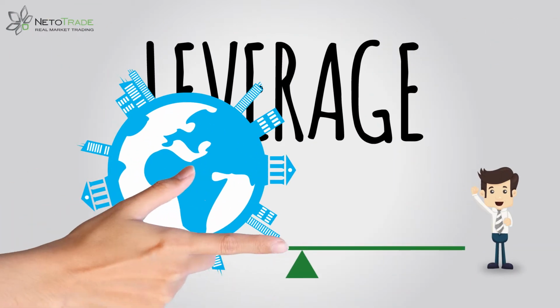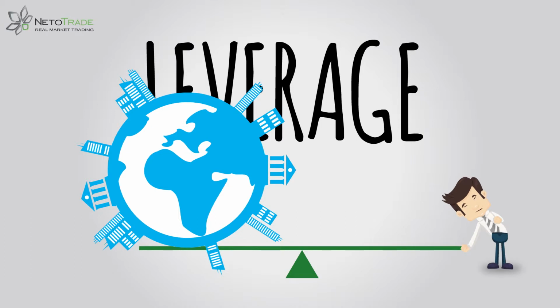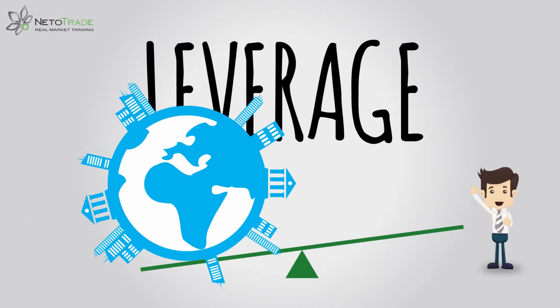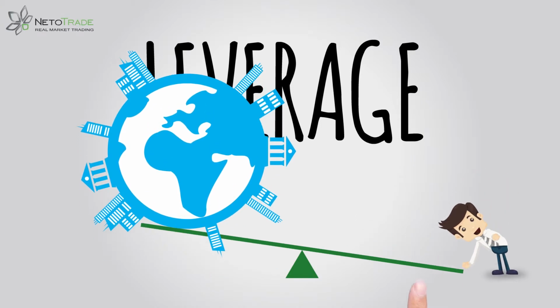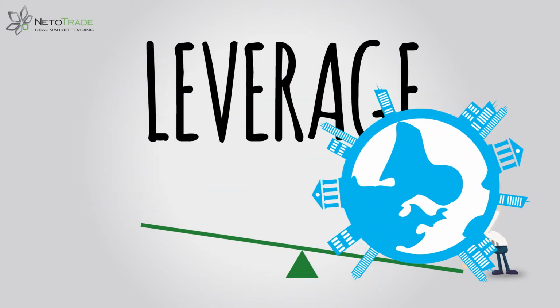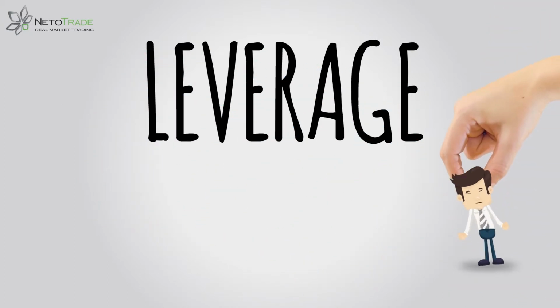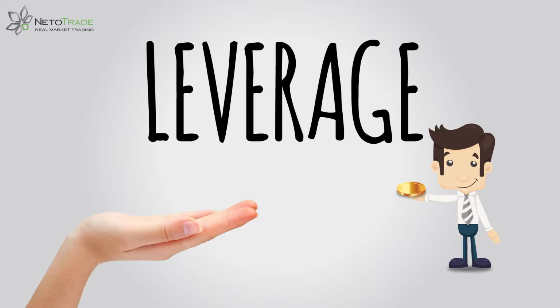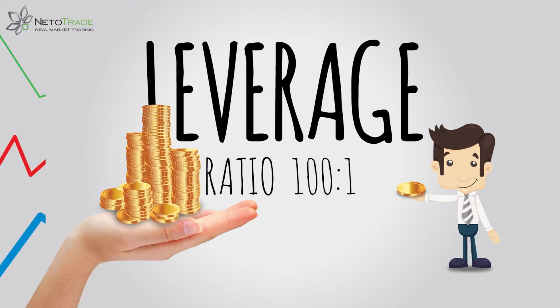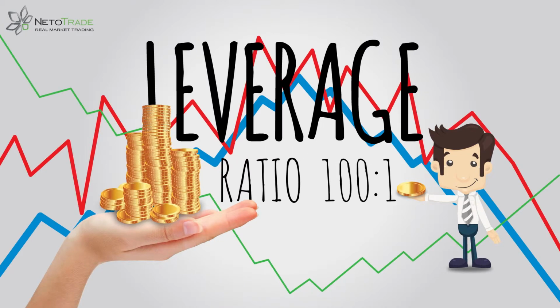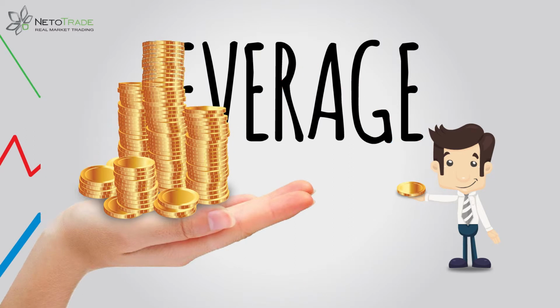Now let's look at leverage. A lever enables someone to move a very heavy object. Leverage enables investors to control more money than they actually have. It's like a loan by the broker to the investor, and it's expressed in ratios. For every dollar you invest, we invest, say, 100. That ratio is expressed as 100 to 1.